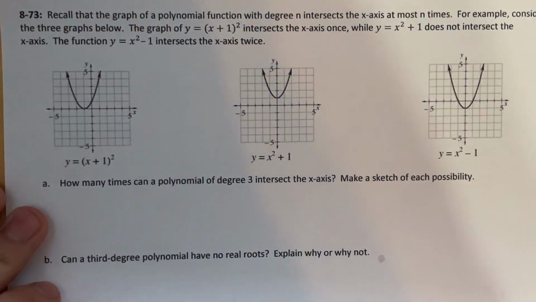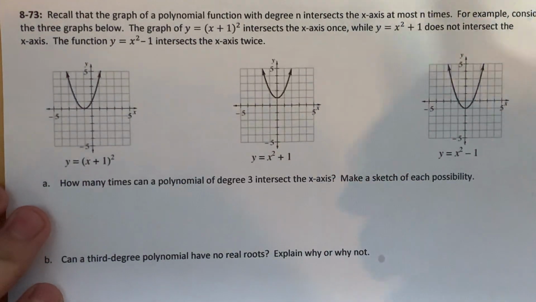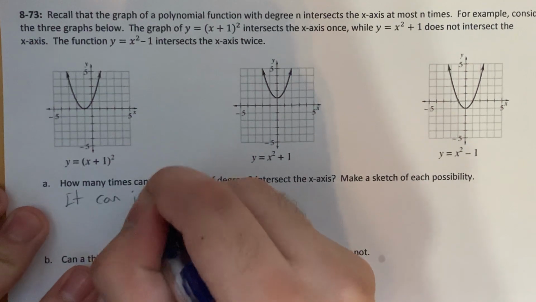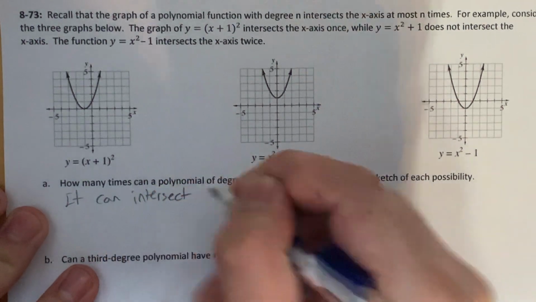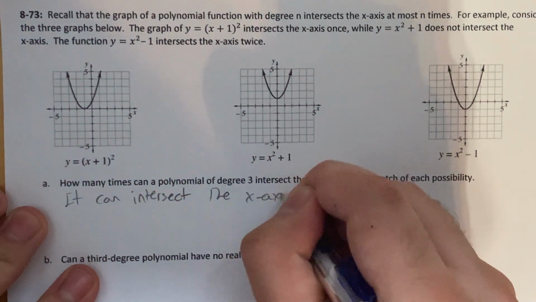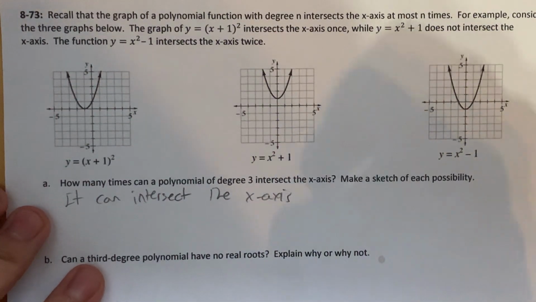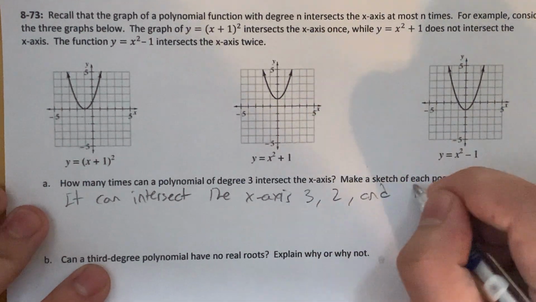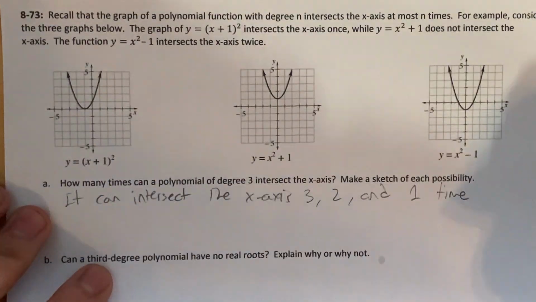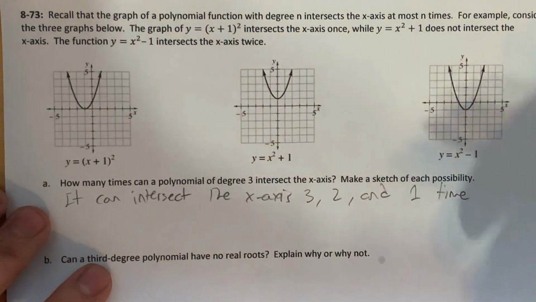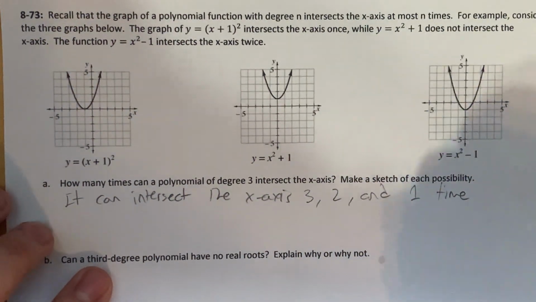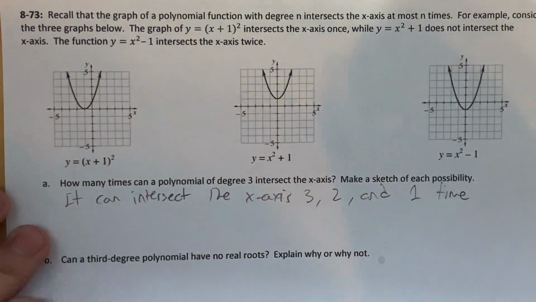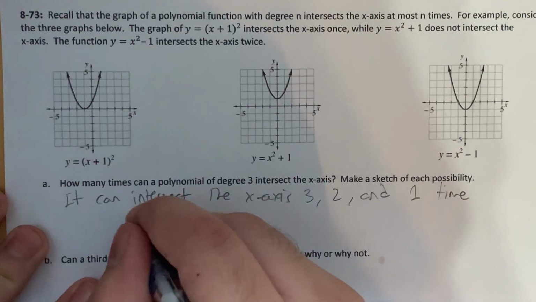So we can state that it can cross through the x-axis 3, 2, and 1 time. I guess the second time isn't really intersecting the x-axis, it's touching the x-axis, but it does show that there's a real root in that area. So how can we prove that? By sketching it. Let's do 3.